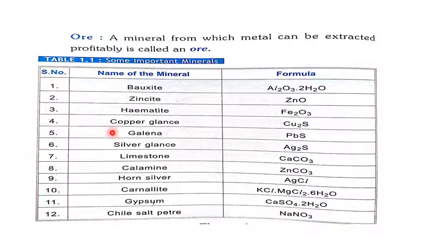Okay, what is the ore? A mineral from which metal can be extracted profitably is called ore. Ore is also one of the minerals. Okay, this is about the terms.